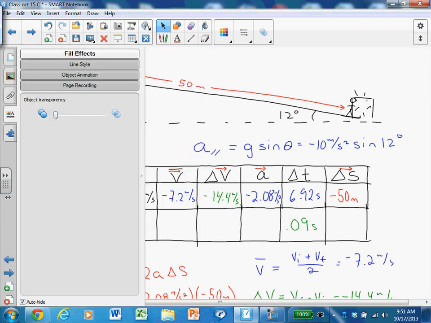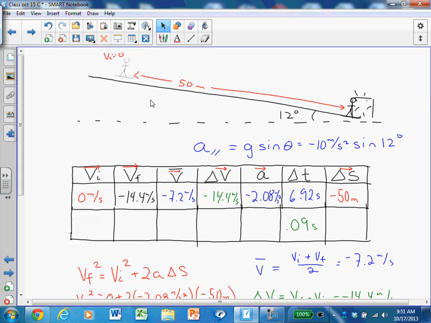Now, as it hits, what speed does the skier hit the hay bale with? Anybody know? Spencer? Negative 14.4 meters per second. Good. Now, the skier is going to come to a stop, so what's our VF? Do we know anything else? Well, we have the time. Yes.